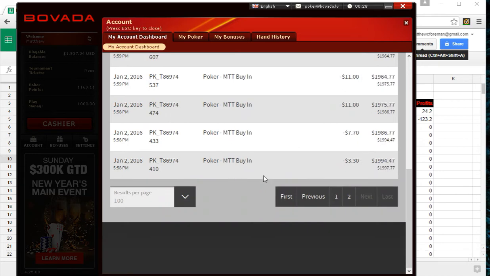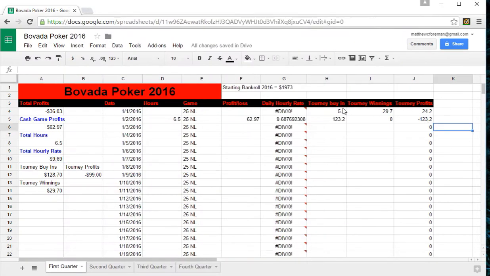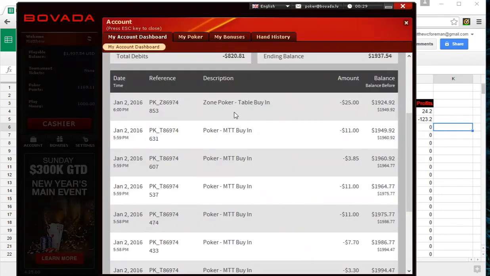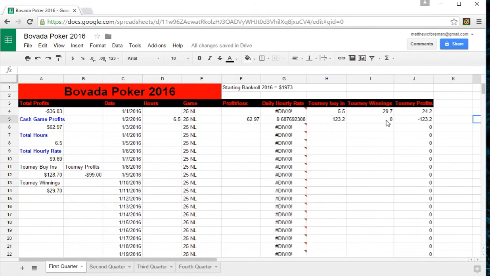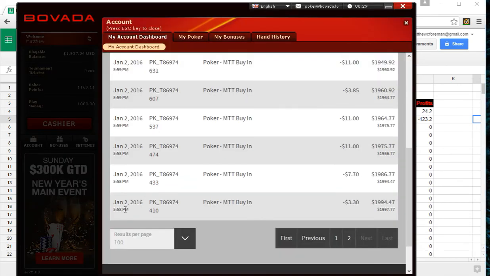So essentially what I do is I come through and I take these multi-table buy-ins. I calculate out all my buy-ins for multi-tables, and then I throw them on my tourney buy-ins. And then I take all of my results for any tourney winnings and throw them on my tourney winnings. And from there, I got -$123.20.